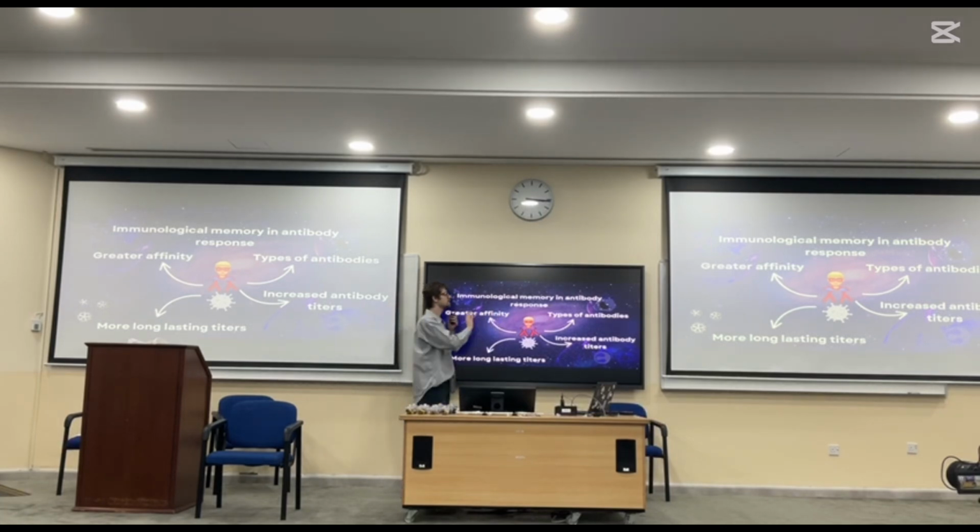So just keep this in mind that the types of antibodies in the second exposure is different. It's IgGs instead of IgMs. And even in the late primary exposure, it switches to IgGs. But after the first exposure, there is no more IgMs, all right? Increased antibody titers, like, what's your name? Noor, okay, like Noor mentioned, and more long-lasting titers.